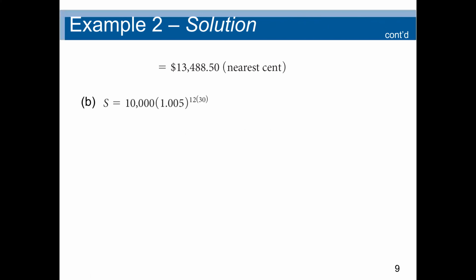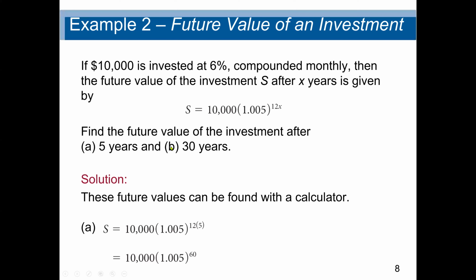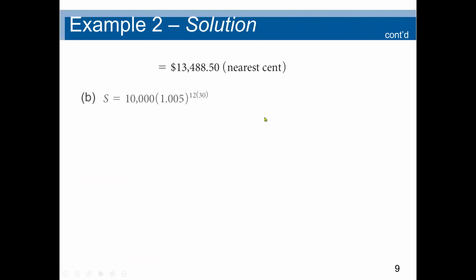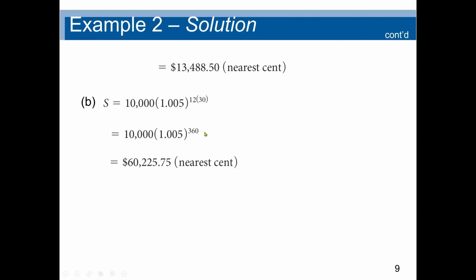Now, the second question is after 30 years. Part B said after 30 years. Again, one thing we should notice is 6% should be 5%. That's why we have 1.005 here. So the second value will represent 30 years as 30. Then when we finish our calculation, we get $60,225.75.